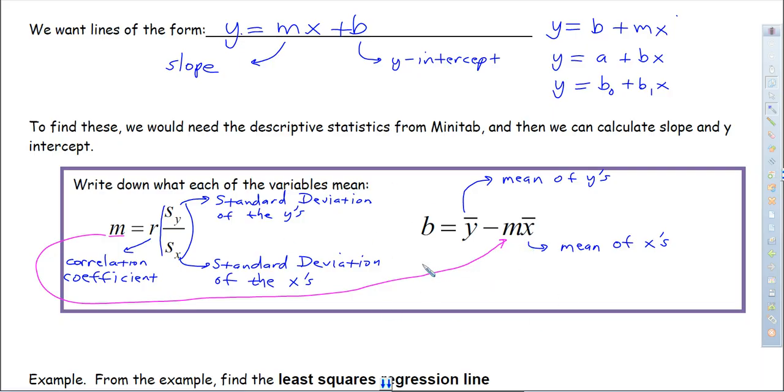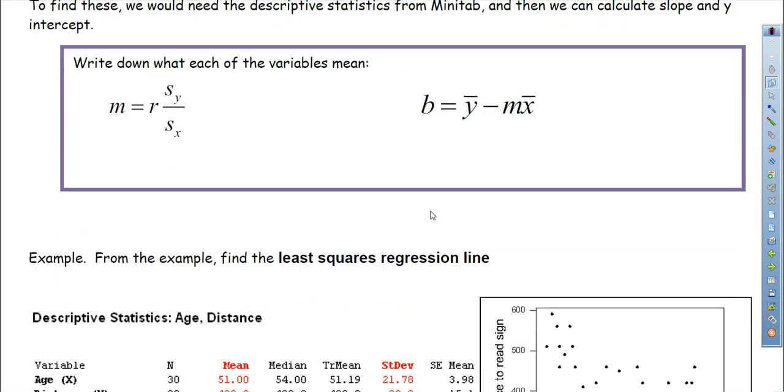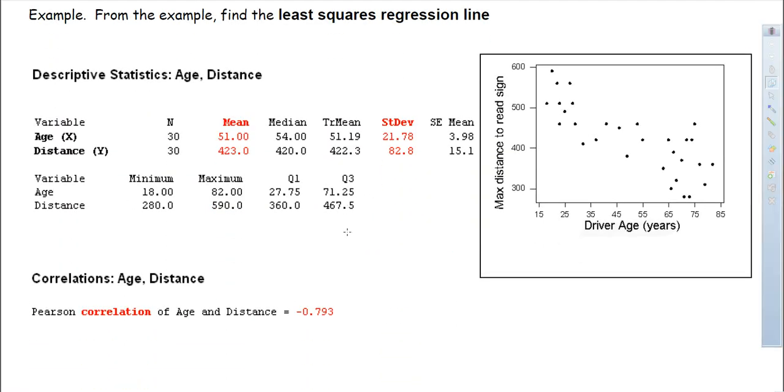So let's apply this. Pause it if you need to make sure to get this written down. And let's move on to the example below on how we can use this to find the least squares regression line, or the best fit line. So from the example, find the least squares regression line. We have the descriptive statistics printed out, driver age in years, maximum distance to read a sign from. This should be in feet. I didn't get that on there.